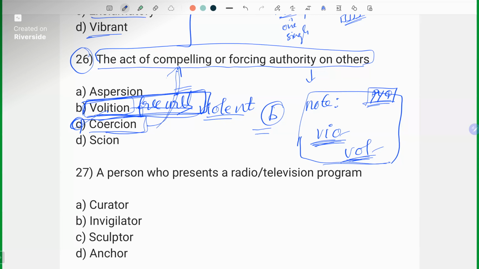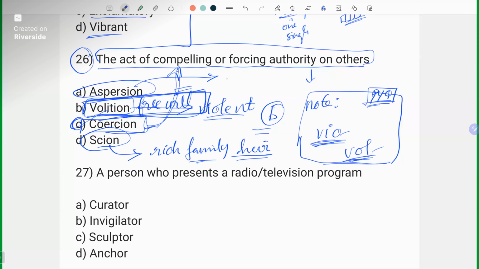Coercion means compelling or forcing someone with authority. Scion means some rich kid, from rich families. That is the meaning. And aspersion means to derogate someone, derogation, an attack on reputation. That is aspersion. Okay. So coercion is the word you should be aware of. It is in your PYQ also. It is forcing authority on others. That is coercion.